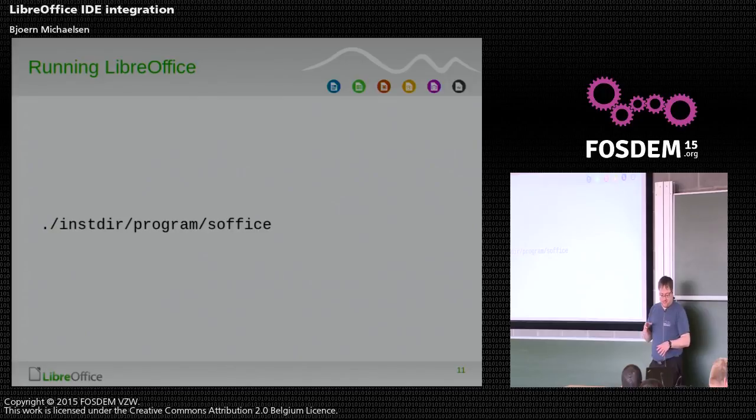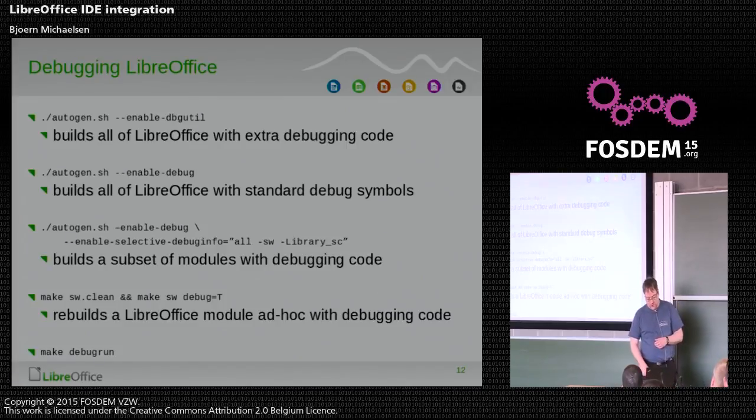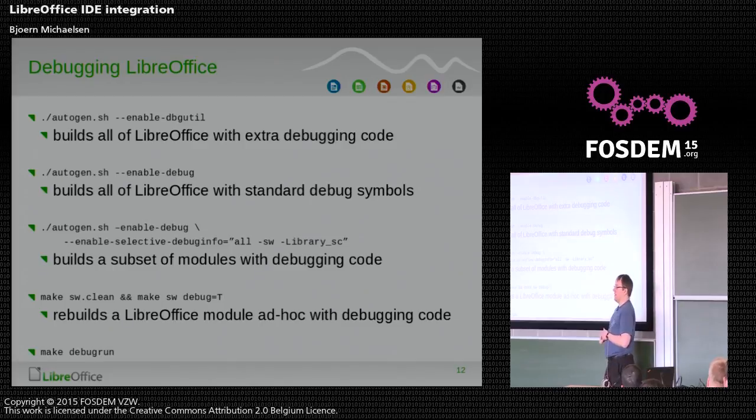So this is most of the command line tools. And we still have all the nifty things with debugging. You can create a whole build that has debug symbols, extra debugging code, and so on and so on. I'll just show that so that you can see that you can do all of that later in the IDE too. So this is just to give you an overview. If you want to debug, you can use that.